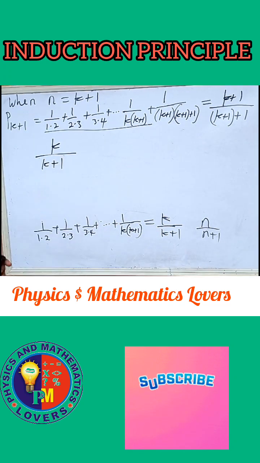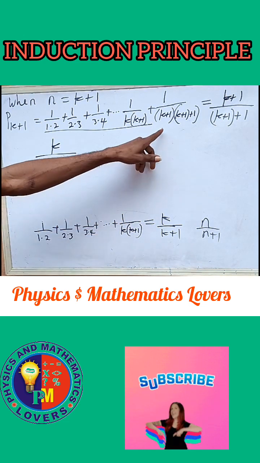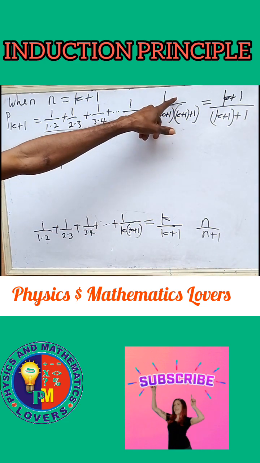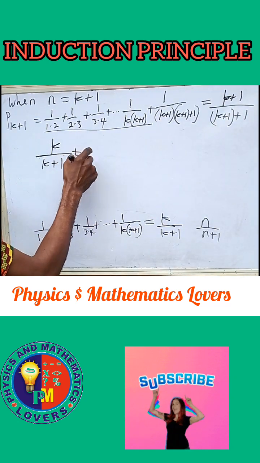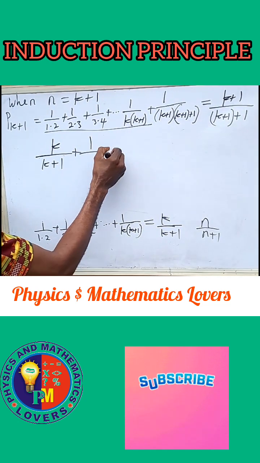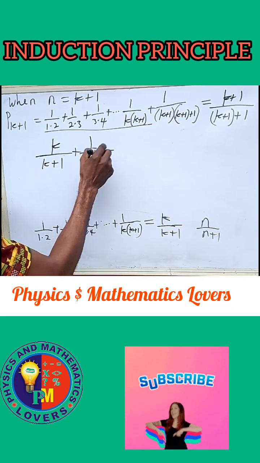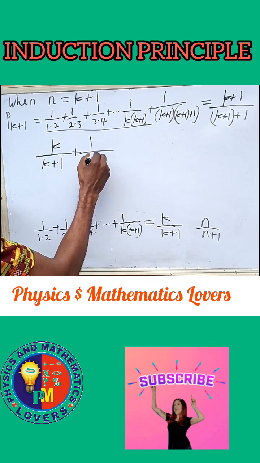K plus 1. You have to be very careful in doing this. Then plus the next term. Look at the next term here, which is what? Term K plus 1. You bring it there. Then plus, we have 1 all over, then you have K plus 1 outside the bracket plus 1.